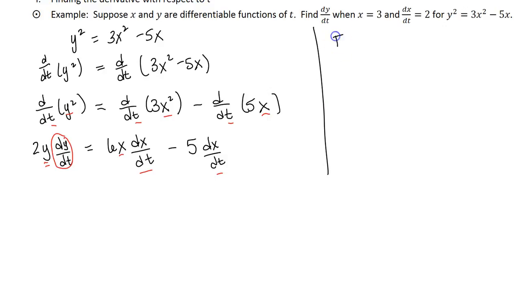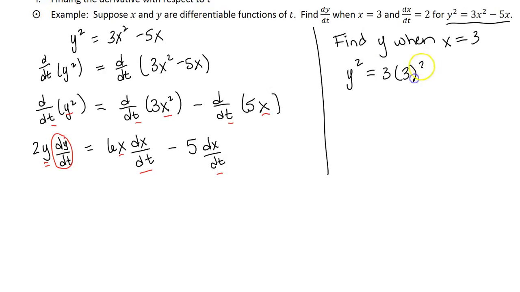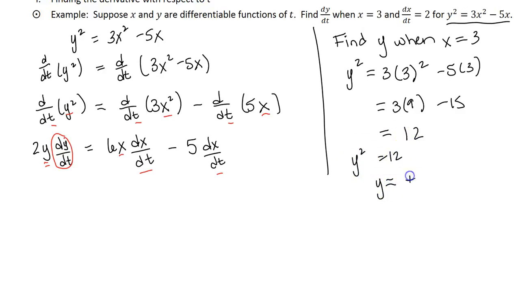So I'm going to come over to the side on scratch paper, and I'm going to find y when x equals 3. So to do that, I'm going to plug back into the original equation. So y squared is going to be 3 times 3 squared minus 5 times 3, which is going to be 3 times 9 minus 15, or 12. So y squared is 12, and y is going to be plus or minus the square root of 12, which is plus or minus 2 square root of 3.